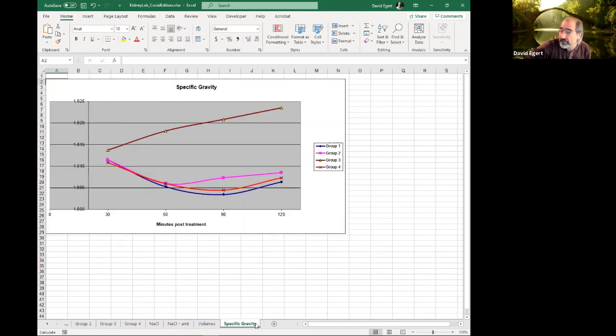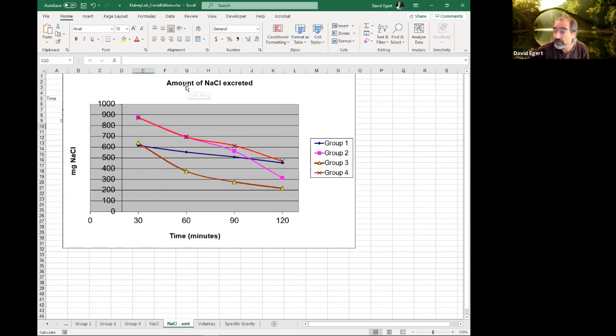If we look at specific gravity, it basically mirrors the salt concentration, which is what we'd expect, right? Salt concentration and specific gravity are both measures of dissolved stuff in the urine. The last thing I'll leave you with that I think is interesting is sodium chloride amount. This is basically the volume times the sodium chloride concentration. So this would be if you just evaporated the pee that was in the collection, how much salt is left? Weigh how many grams of salt was actually in that urine you peed out.